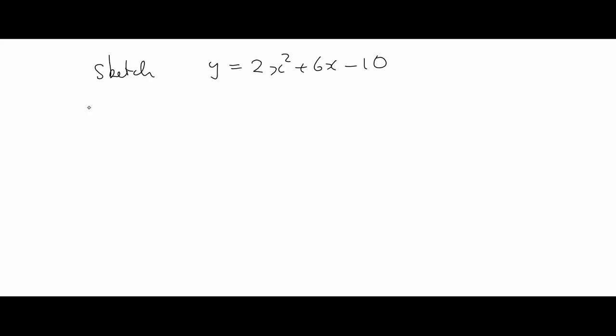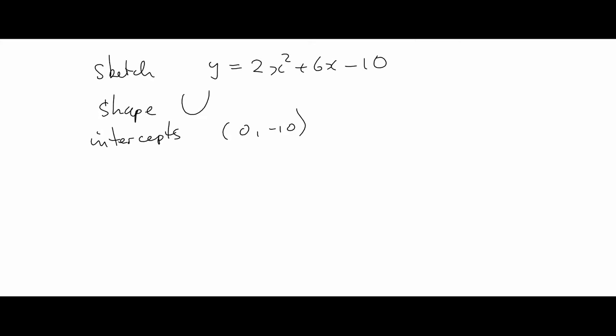So first of all, let's have a look at the shape. The x squared coefficient is positive, so it's the U shape again. And the intercepts, well, on the y-axis, x is 0, y is minus 10, so we have (0, minus 10).